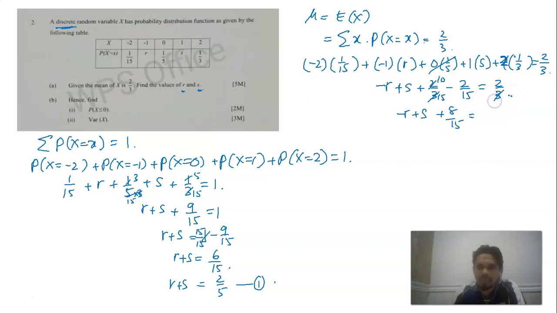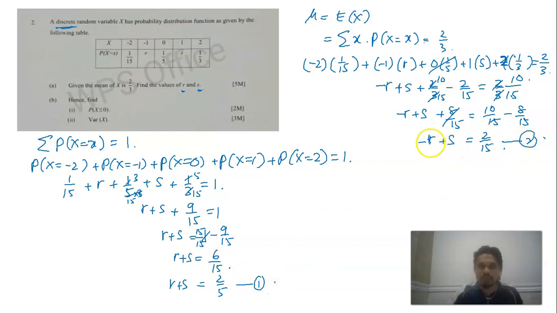Make this one as a 15 here. 3 times 5 equal to 15, 2 times 5 equal to 10. So then, negative r plus s. Bring this one here, becomes negative 8 over 15. So 10 minus 8 equal to 2 over 15. This is equation 2.